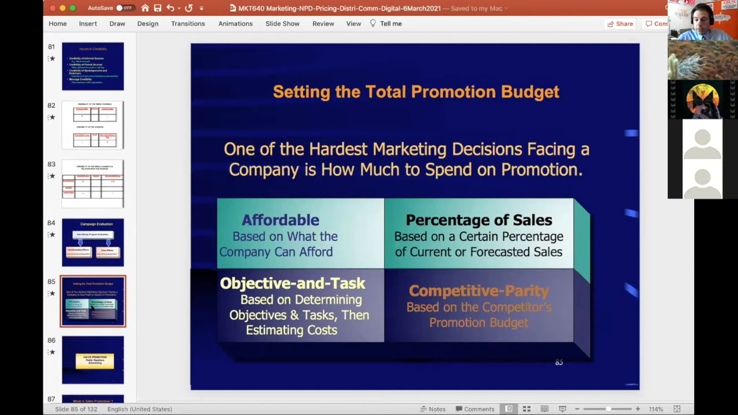And then you have competitive parity, where you try to estimate how much your competitor is spending by looking at the events that they sponsor, the number of times they appear in magazines, the number of radio ads, the number of postings that they would have on social media and all that. And then you try to replicate that.